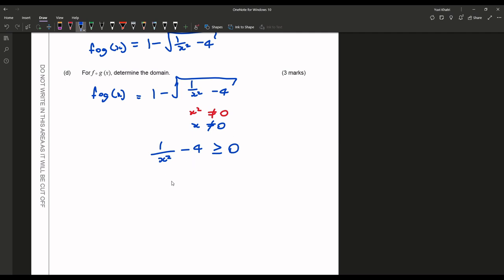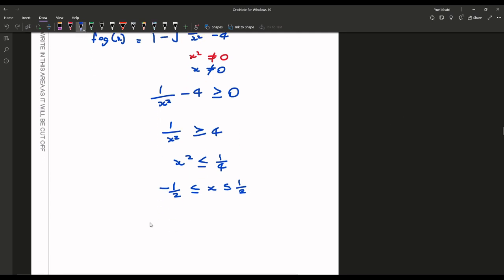If we solve that inequality, we've got 1 over x squared is greater than or equal to 4. x squared is less than or equal to 1/4. So we get x is between -1/2 and 1/2 from solving that inequality. So that will be our other condition. So first up, x is all reals, and x is not equal to 0, and x exists between -1/2 and 1/2. So that will be your domain for f of g.